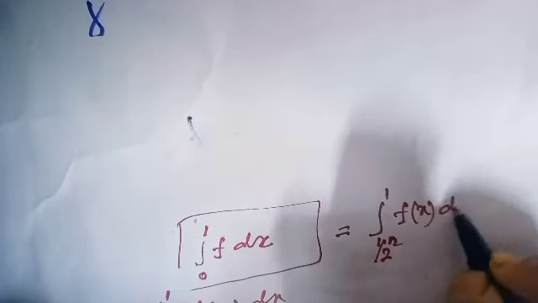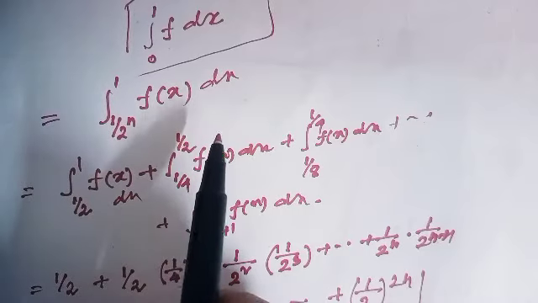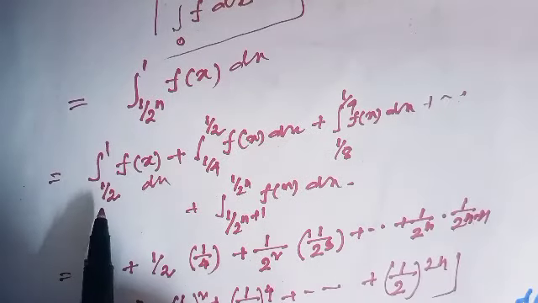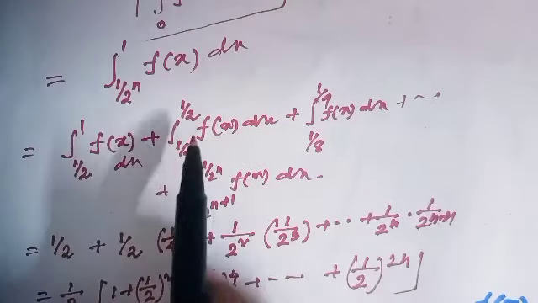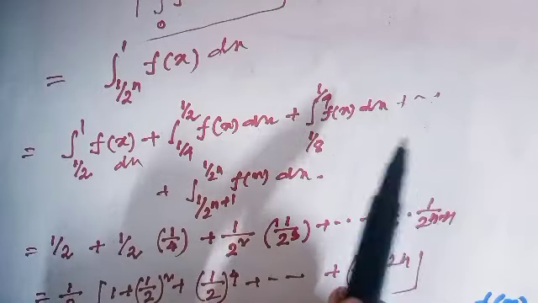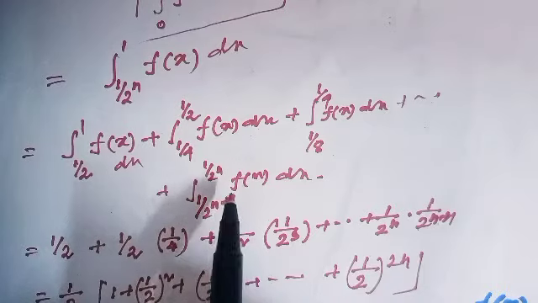To find the integral from 0 to 1 of f(x) dx, just write the integral from 1 over 2 to the power n to 1 of f(x) dx. Now it breaks at the points at which the function has a discontinuity, and this would be the integral from 1/2 to 1 of f(x) dx plus the integral from 1/4 to 1/2 of f(x) dx plus the integral from 1/8 to 1/4 of f(x) dx up to the integral from 1 over 2 to the power n plus 1 to 1 over 2 to the power n of f(x) dx.